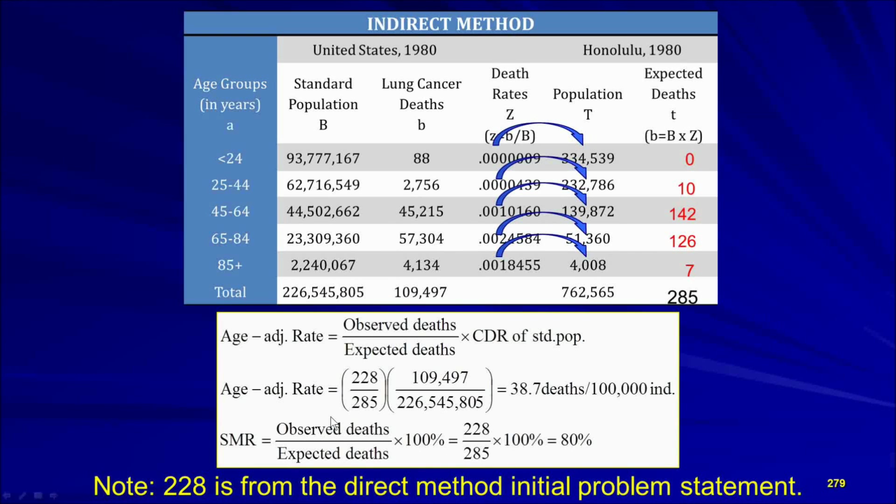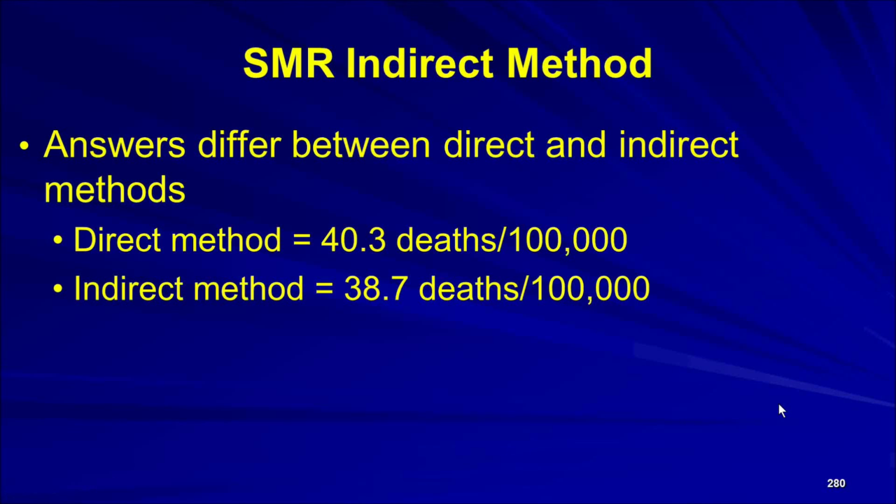So our SMR indirect answer is 38.7. That's our crude death rate. That's been adjusted by the U.S. population because we didn't have age-specific information in death rates for lung cancer. Okay. Now, the direct method, we came up with 40.3 deaths per 100,000. In the indirect method, we're coming up with 38.7 deaths per 100,000.